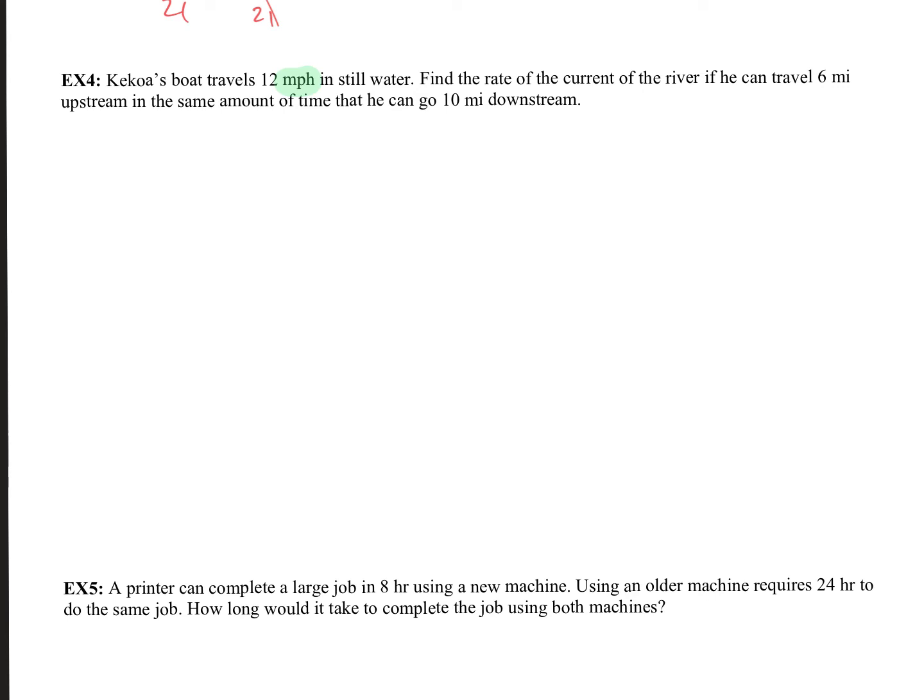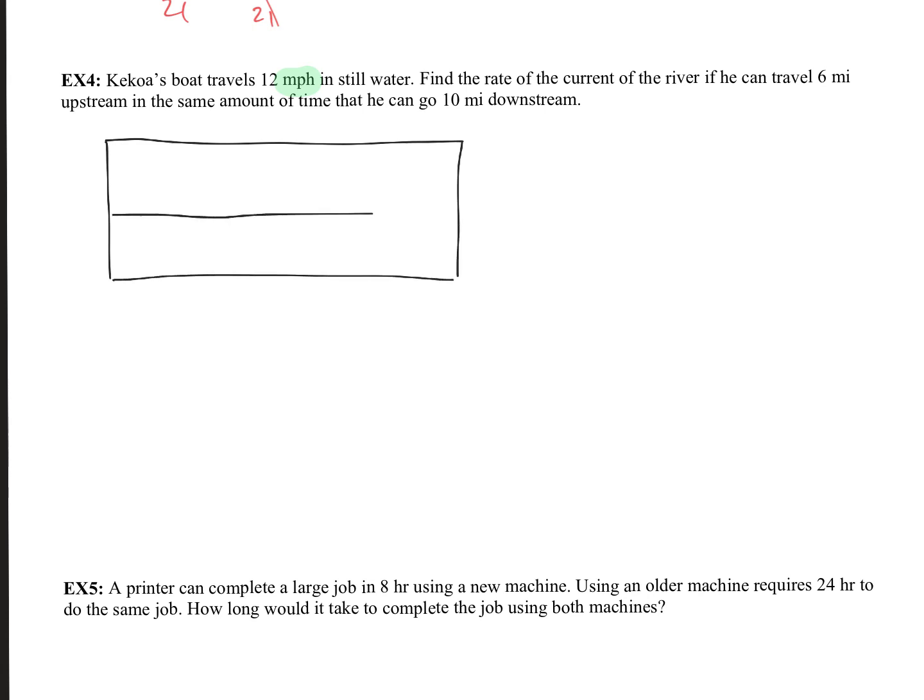So for me, whenever I see a motion problem, I like to set up the motion word box. Different textbooks do it differently. This is the way I do it. As long as you have a way of organizing the work nicely, it works. And we'll use the formula for motion, which is distance equals rate times time. And we have two different options. He's going upstream and he's going downstream.